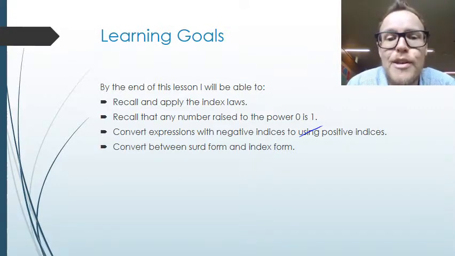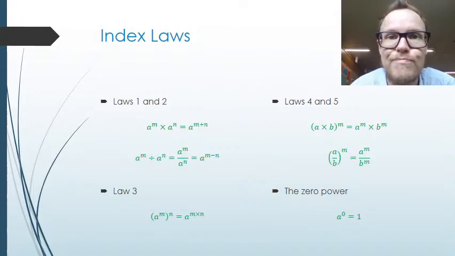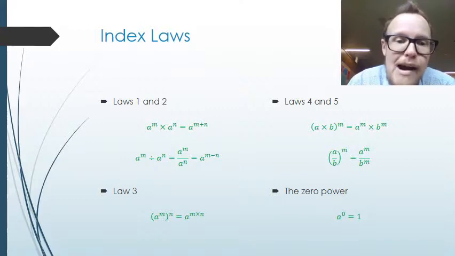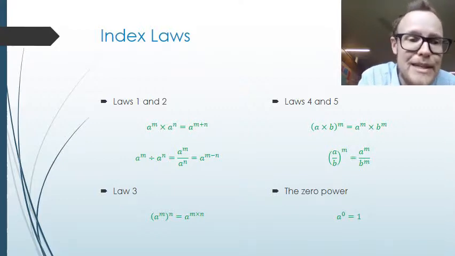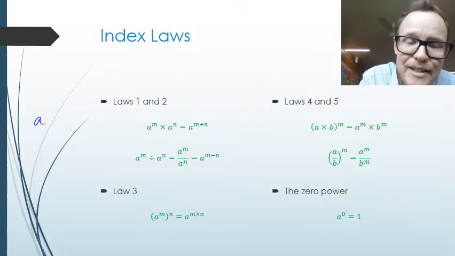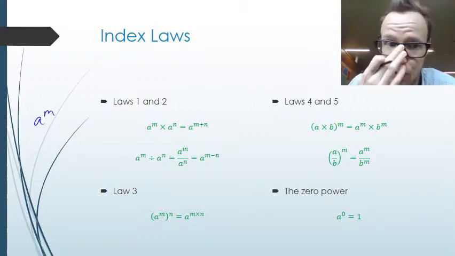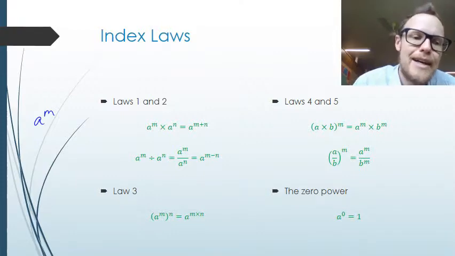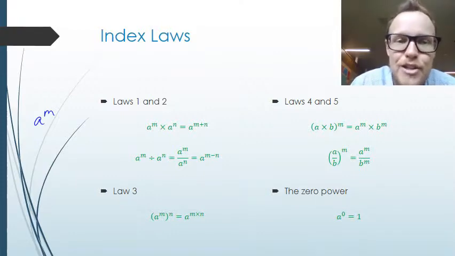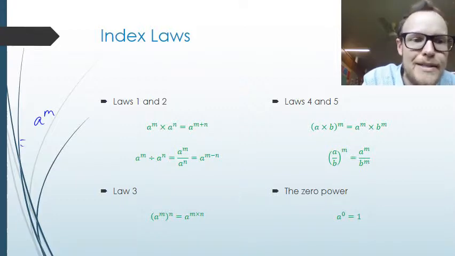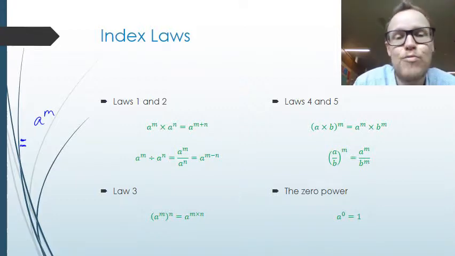Convert between surd form and index form as well. So the index laws, if we recall, well, even just recalling what an index is, we've got the base of the index, and then we've got what's called the exponent or the index or the order above. And we can see that there's relationships between these different things. It pays to actually understand what this means.